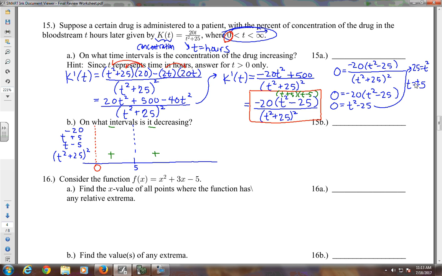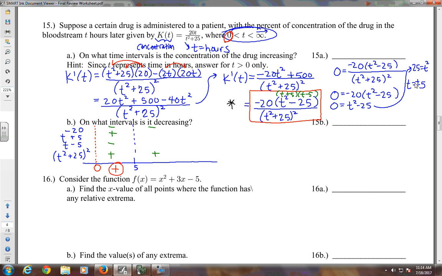Let's choose first of all a test point between 0 and 5. 1 would certainly work. If I plug 1 into this first factor, t plus 5, I find out it's positive. And 1 minus 5 is negative. Okay? Now, looking at the form of my derivative over here, I can see everything's being multiplied or divided. So if I take a negative times a positive times a negative times a positive, because I have an even number of negatives there, I observe that the result is positive.